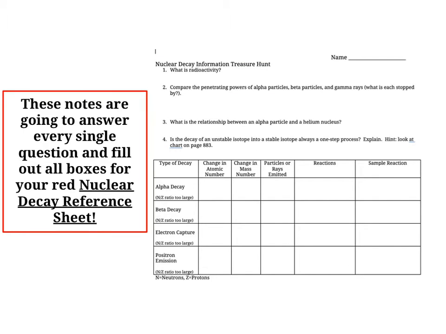You guys should all have a red reference sheet that probably says nuclear decay information treasure hunt or something along those lines, but it's going to have these 4 questions starting with what is radioactivity, ending with the decay of an unstable isotope, and then you're going to see this type of decay chart. So what we're going to do today is with these notes, you're going to be able to fill out every single piece of this. This reference sheet can be used on tests, it can be used on quizzes, so it's to your advantage to complete this properly. So if you have any questions about this sheet, make sure you ask your teacher.